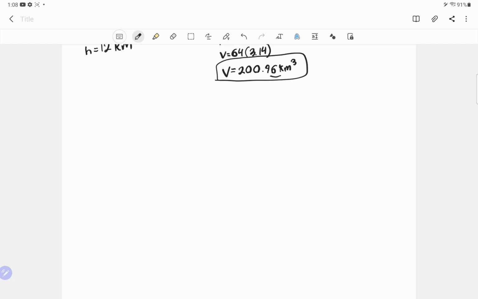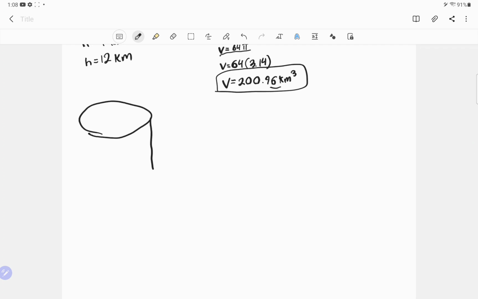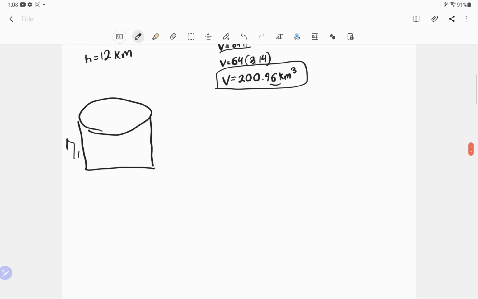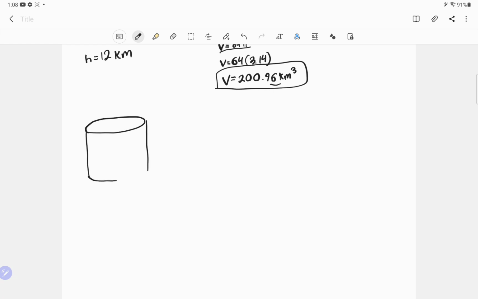We need 7 more problems. Shouldn't be too difficult. So for this one, I'm just going to try and go as fast as possible. So we're going to have a cylinder, and they tell us that my height is 7 meters. Oh my god, let me do it again. That's a horrible picture. Okay, there we go. Oh, that's so much better.